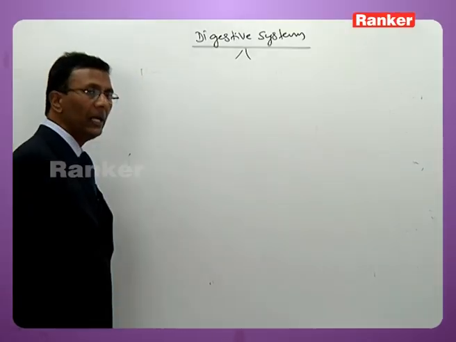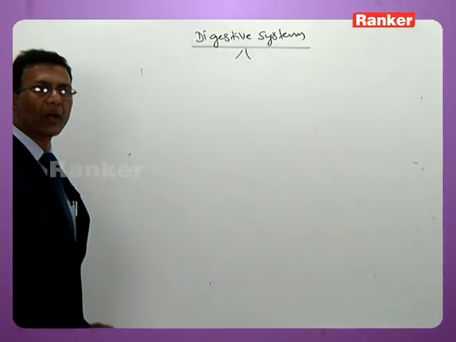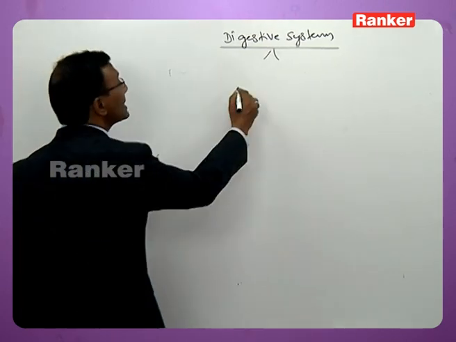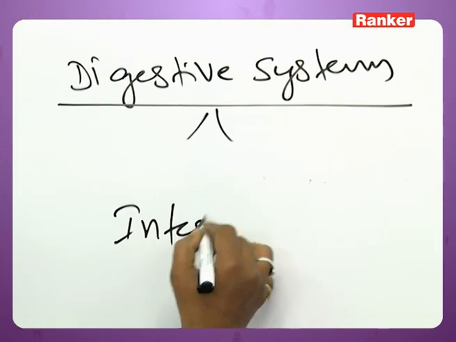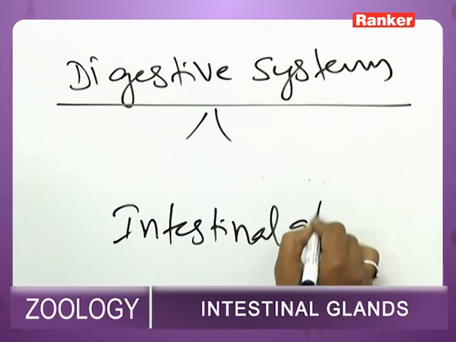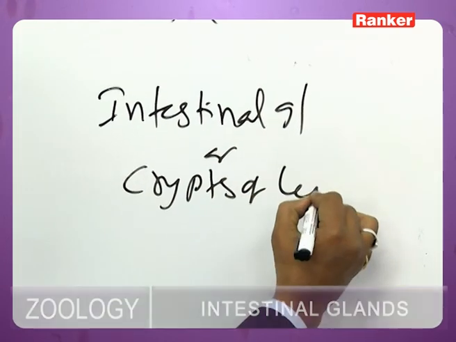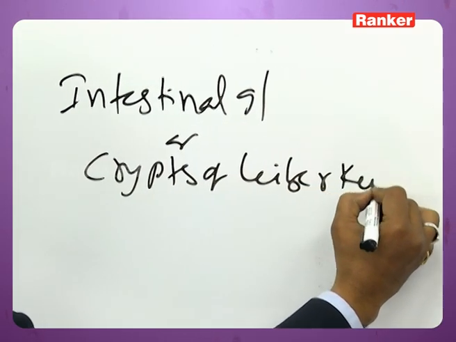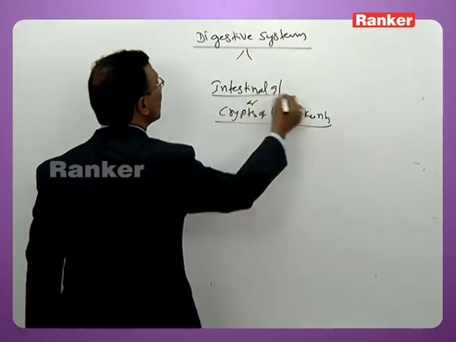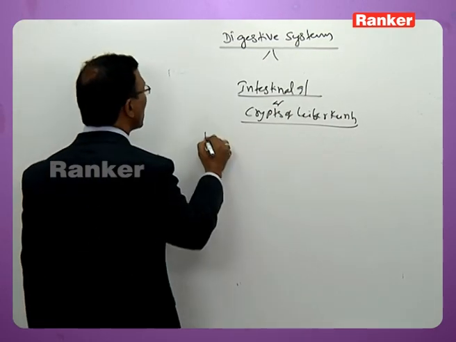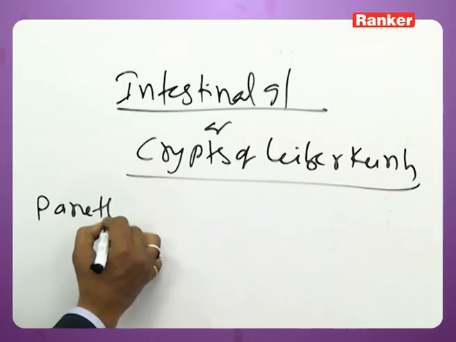Now I made a mention already. The digestive glands of ileum are called intestinal glands or crypts of Lieberkühn. Now these intestinal glands or crypts of Lieberkühn have certain cells which secrete enzymes. Those cells are called Paneth cells.